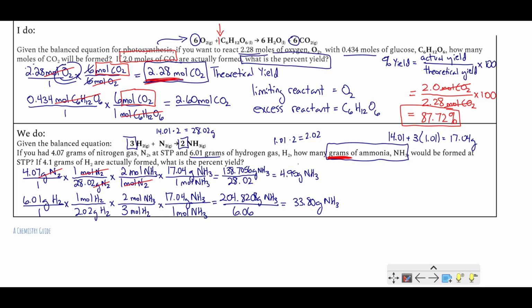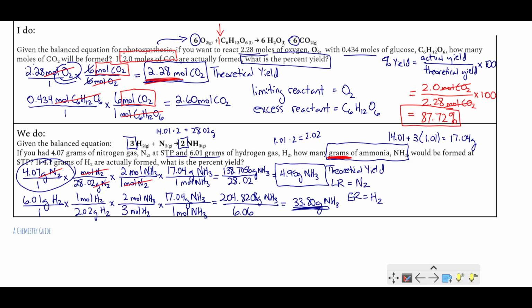So the least amount produced is the 4.95 grams. And so that means this is the theoretical yield. And my limiting reactant, I'm going to go with LR on that. That's those 4.07 grams of nitrogen gas. And the excess reactant, that's the one we had way too much of. We would have produced 33.8 grams of ammonia if we hadn't run out of our 4.07 grams with that limiting reactant, nitrogen. So the excess reactant is my hydrogen gas.